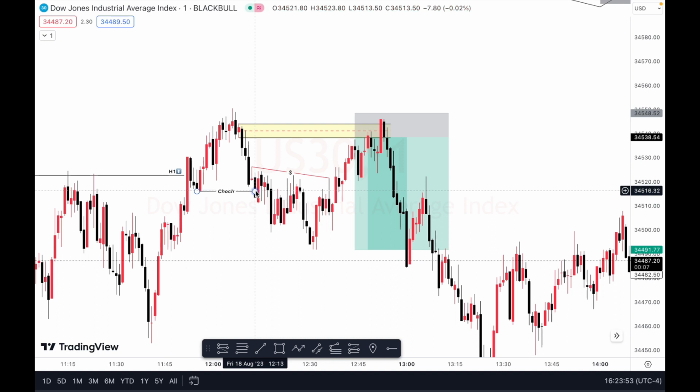Change of character just means that the price is changing character. Literally, it was going up and now it's going down. So now I mark where it first started. So the break was right here. So now this is all liquidity left up here. Like I say in my previous videos, the market moves on liquidity.